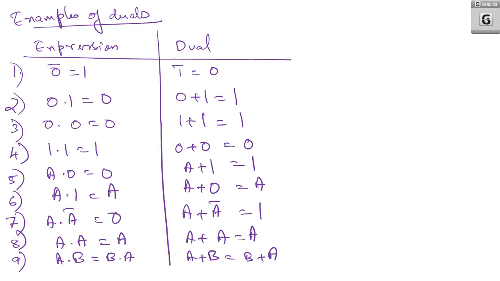If it is 0 and 1, it will get interchanged. Otherwise, dot becomes plus and plus becomes dot. That is the only difference. So I think you have got the concept of duality. So with that, I am ending with this short lecture on duality.